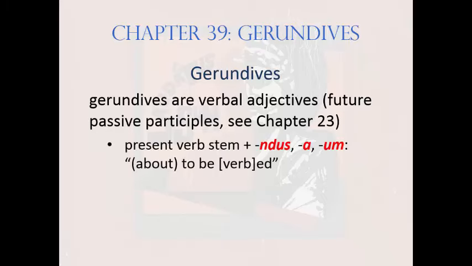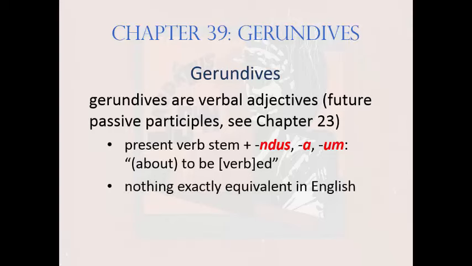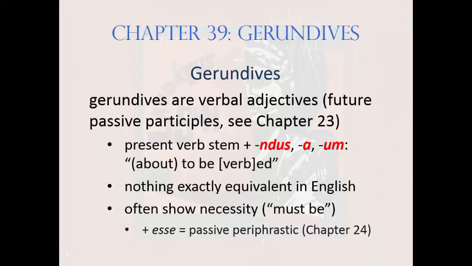Quick review. Gerundives use the same base as gerunds, -nd- plus first and second declension endings, and have the sense of about or going to be whatever the verb is. English has nothing corresponding to Latin gerundives. The closest thing we have is "to be whatevered," which, like gerundives, can convey a sense of necessity or obligation. It is to be. It must be. Combine that with a form of esse, and you get the passive periphrastic. For example, agendum est. It must be done.